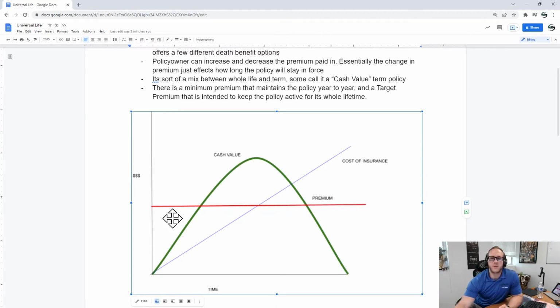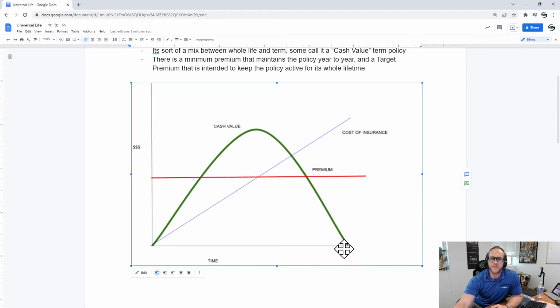Say they want this until age 90, so we'll assume this is age 90 for the client. The person pays this much. As you can see, in the beginning the cost of insurance is much lower than the premium, so the cash value starts increasing. This is the cash value inside the policy.